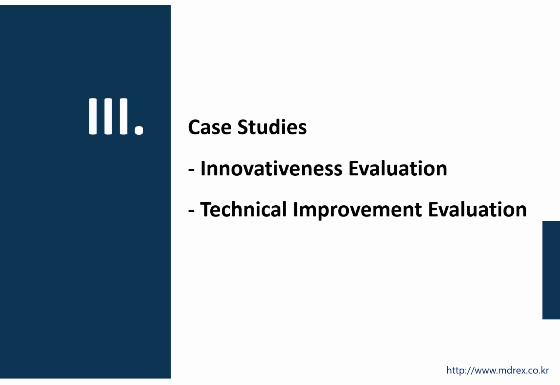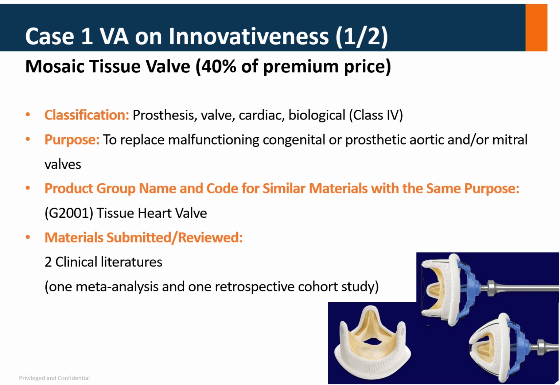Thank you for staying with me so far. With the information I explained, we will be taking a closer look at real-world examples that successfully made it to pass VA. The first case I prepared is a VA through innovativeness evaluation. This material is a class 4 medical device in Korea with the purpose of use to replace malfunctioning congenital or prosthetic aortic or mitral valves. It has successfully been listed with 40% of premium price in 2022.